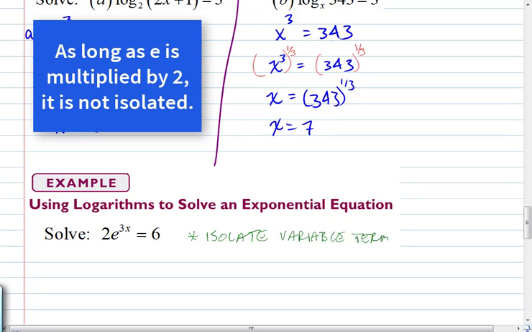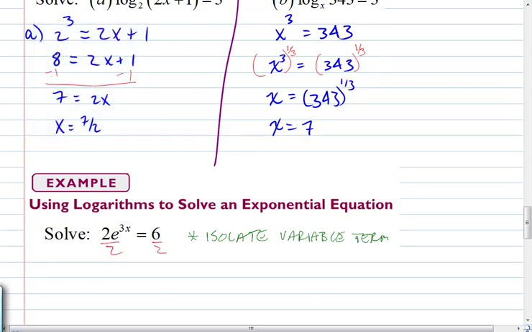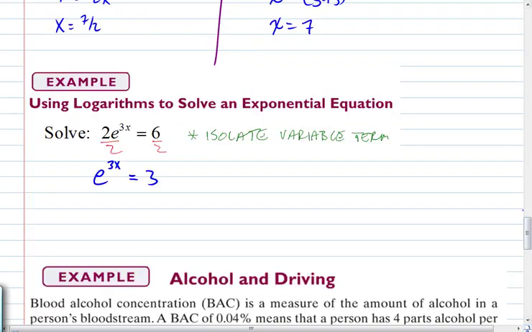So we're going to divide both sides by 2. And that's going to give us e to the 3x equals 3. Now rewrite it as a log. So this becomes log base e of 3 equals 3x.